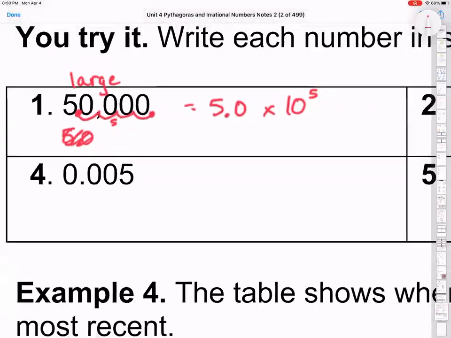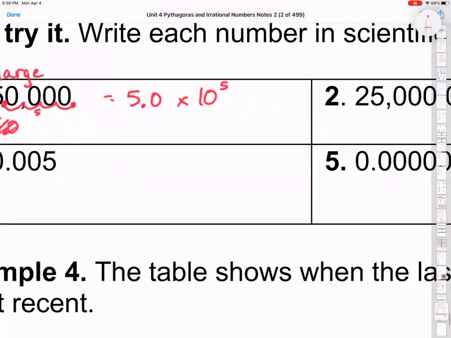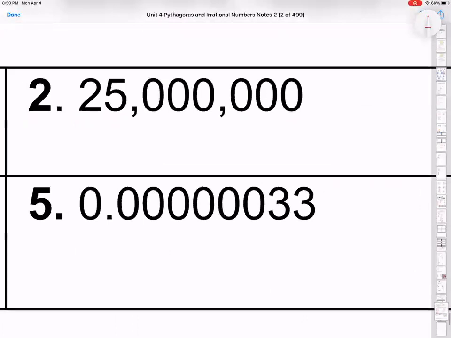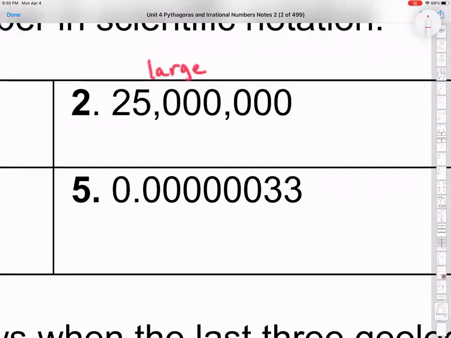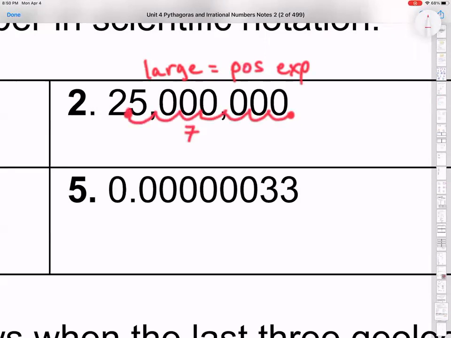As we move on to number 2, beginning with 25 million. Well, that's obviously a very large number. And we know that that's going to give us a positive exponent. Identifying where is our decimal? Well, here it is. It's at the end. And so we're going to move it over 1, 2, 3, 4, 5, 6, 7. Total of 7 places.